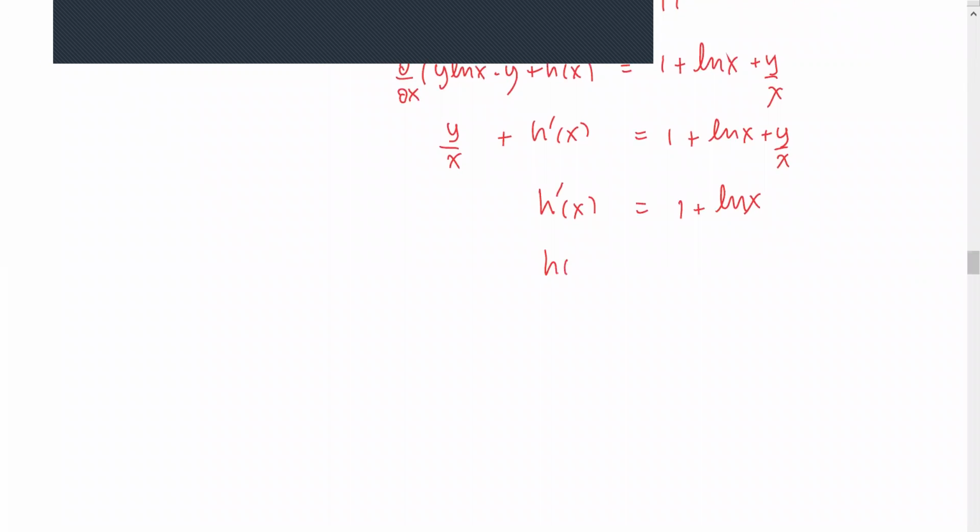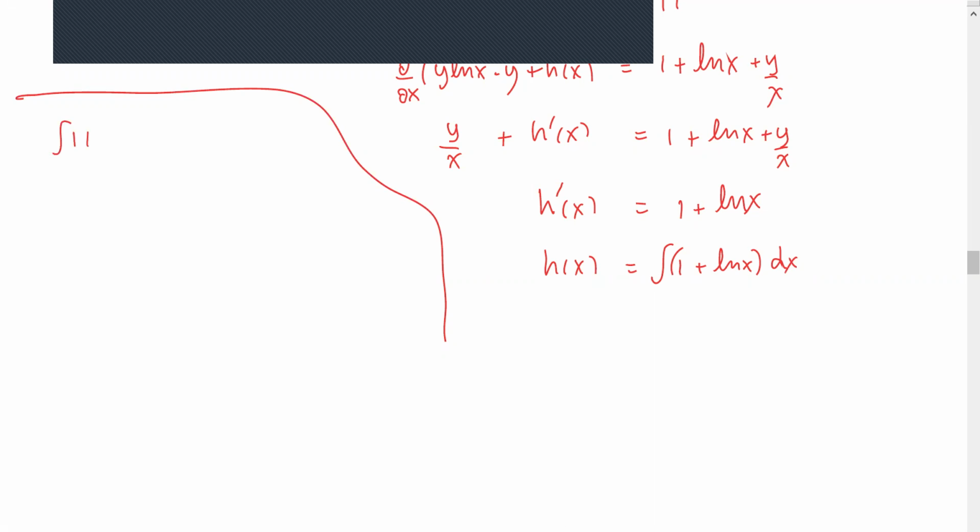To find h of x, it is the integral of 1 plus natural log x with respect to x. On the side here, we are going to find the integral of 1 plus natural log x dx. The integral of 1 dx is x. For the integral of natural log x with respect to x, we are going to use integration by parts with LIATE, L-I-A-T-E. The natural log x is the log function, and then 1 is the algebraic, or 1 dx. We let u be log x and 1 dx as dv.